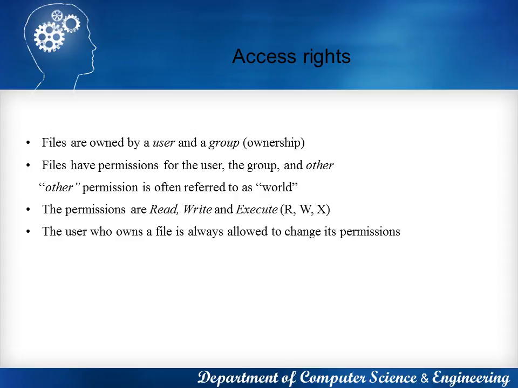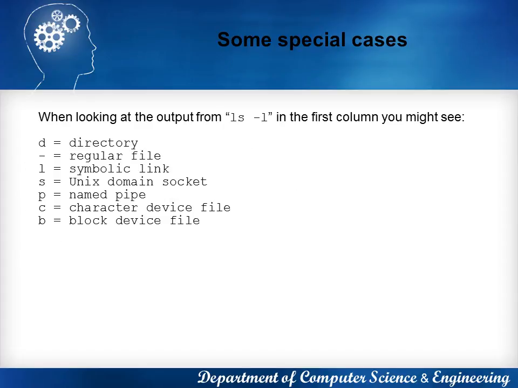If we come to who is the owner, it means a file belongs to either a user or a group. Files have permissions for user, group, and others. Other means outside of the world, not related to your system. We have three permissions: read permission, write permission, execute permission. The user can change these permissions according to the user's requirements.